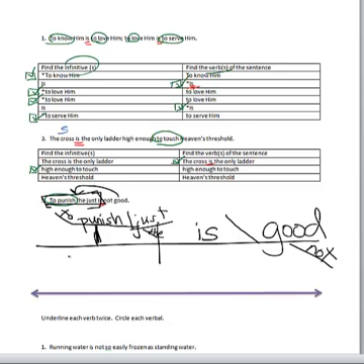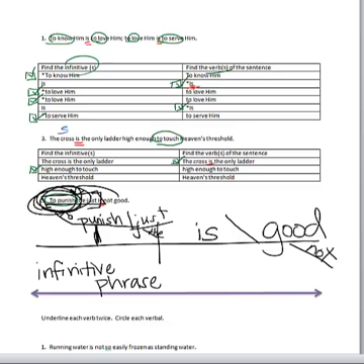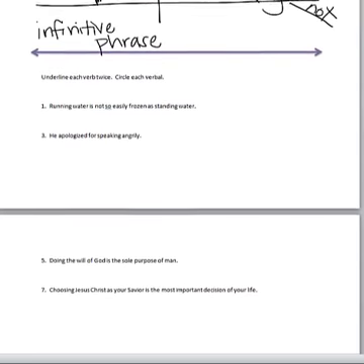Okay. So, to punish the just is called an infinitive phrase. And that whole phrase is acting as the subject of the sentence. Is the verb, good is the predicate adjective. Okay? But for this exercise, all you have to do is find "to punish." That's all you have to do. Okay, let's go on to the next one.